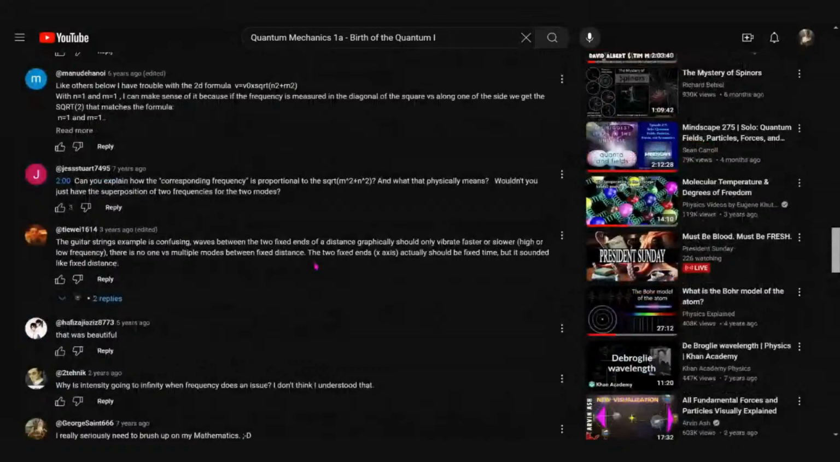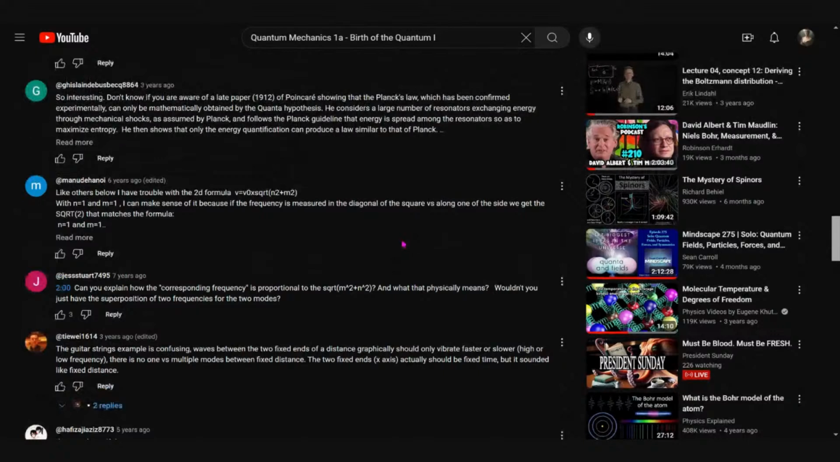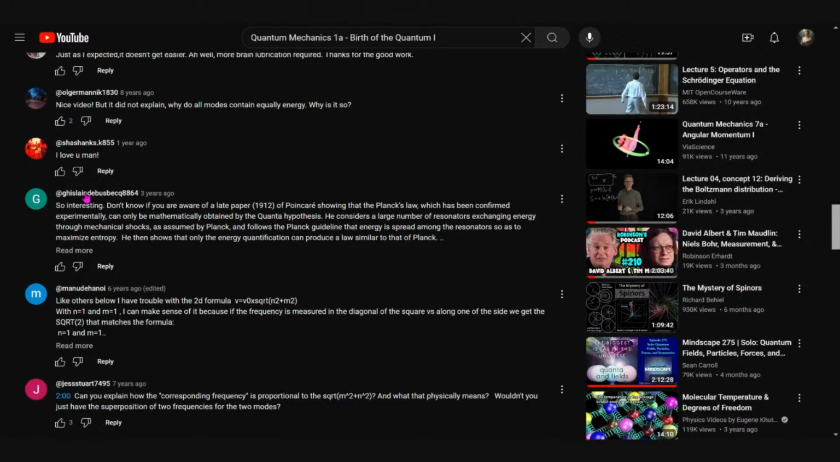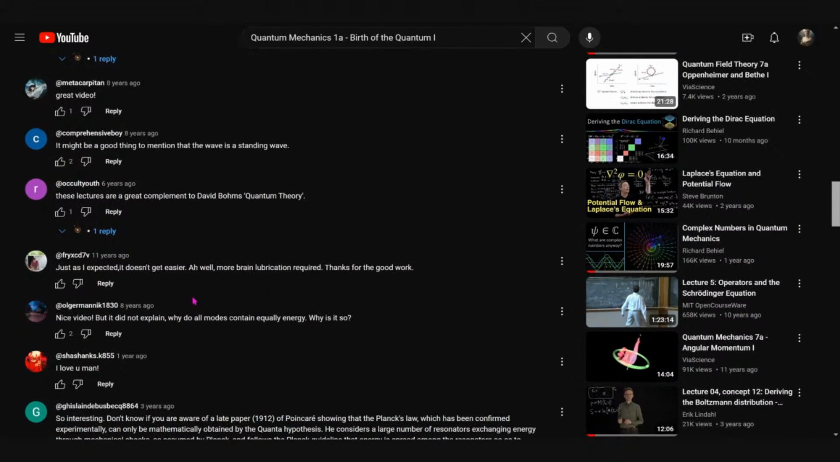Oh my god. Can you explain how the corresponding frequency is proportional to the square root? Oh my god. Like others below, I have trouble with the 2D formula. I'm not even up to the formula. So interesting. Don't know if you're aware of a late paper from Poincaré showing that Planck's law. Okay. I love you, man. Nice video, but it did not explain why do all modes contain equally energy. Why is it so? Just as expected, it doesn't get easier. Oh well, more brain lubrication required.